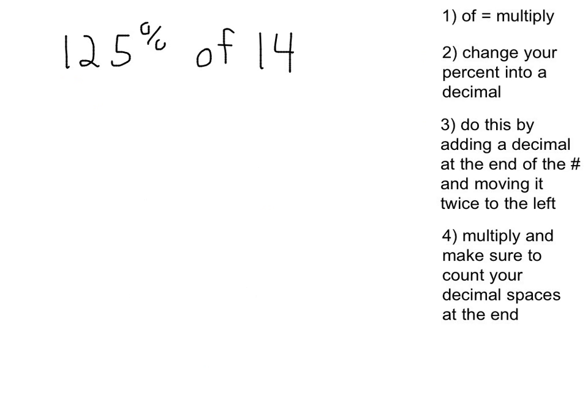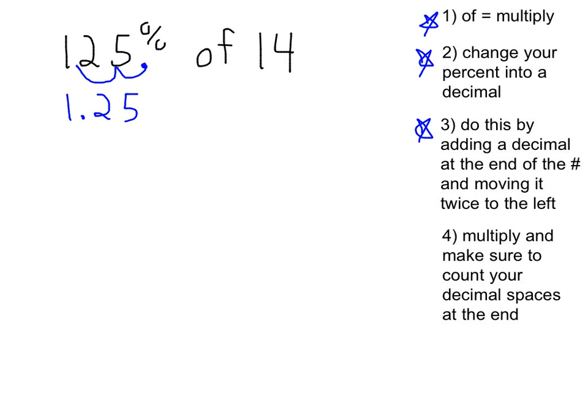In our next example, we're going to find out what 125% of 14 is. Now again, remember, the word of means multiply. We need to change our percent into a decimal. And to do that, we add a decimal at the end of the number and move it to the left twice. So 125% ends up being 1.25 in decimal form.